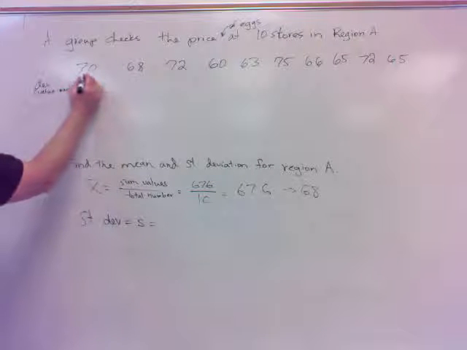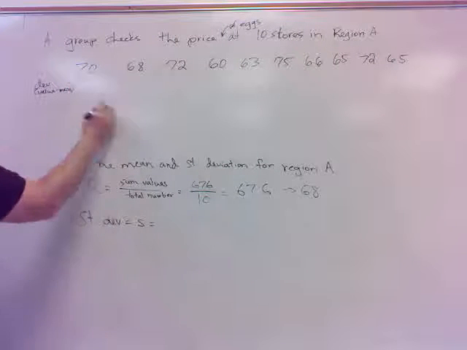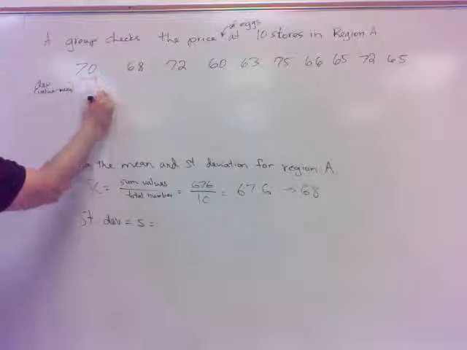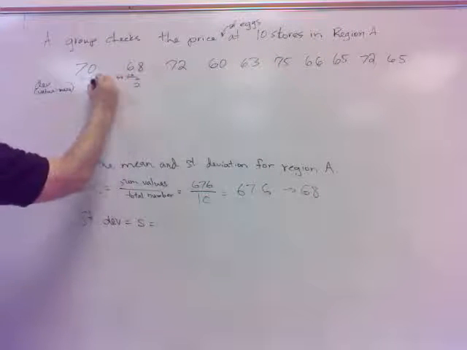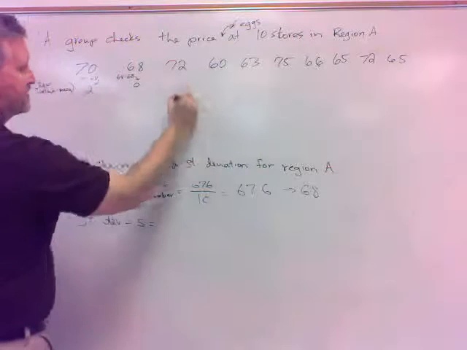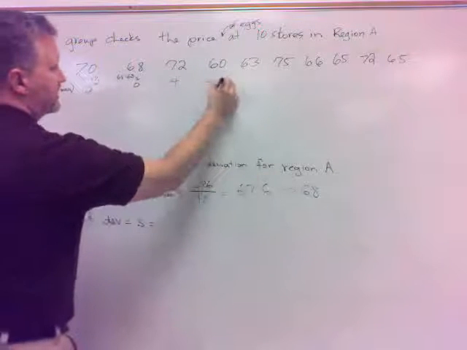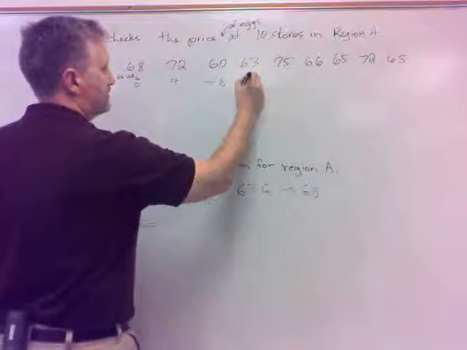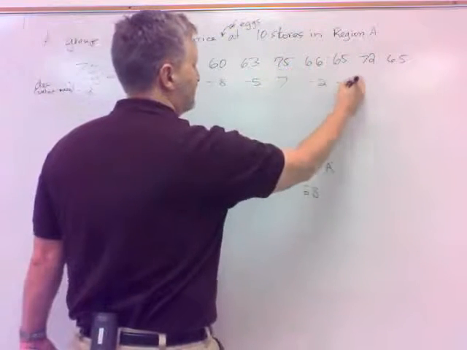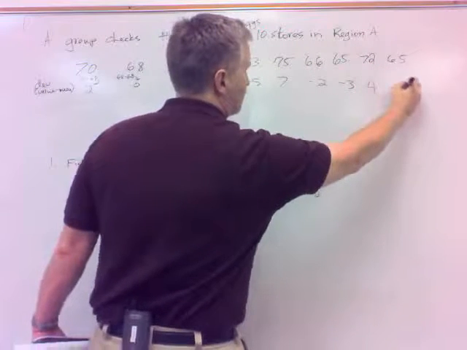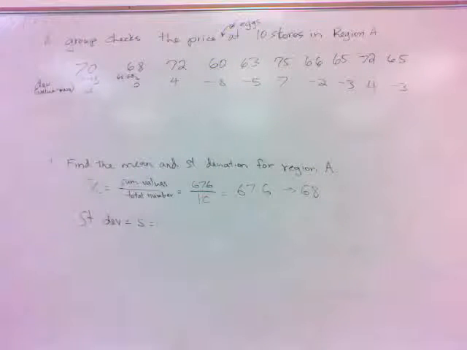Okay, so what's the deviation for 70? Well, I'll just take 70 minus the mean. I called it 68, so that's going to be 2. 68, I take the mean minus, so that would be 0. 72 minus 68, that's 4. 60 minus 68, that's negative 8. 63 minus 68 is negative 5. 75 minus 68 is 7. Negative 2, negative 3, 4, negative 3. Check me on those. Did I get those right? So far, so good? Okay.